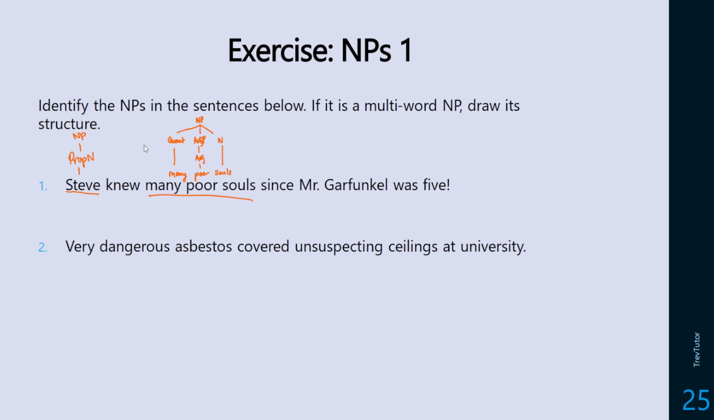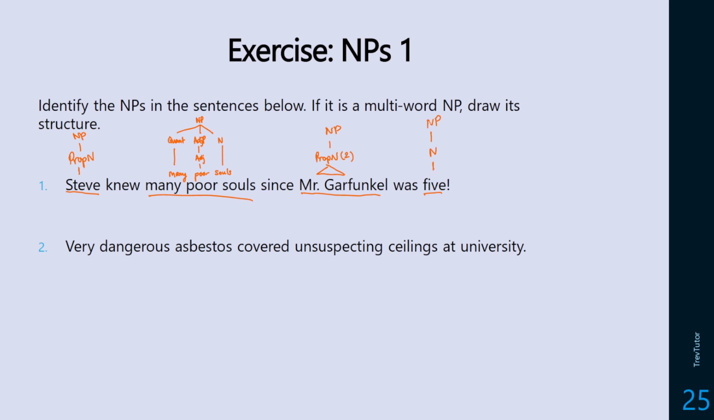Since Mr. Garfunkel was 5. So Mr. Garfunkel is going to be another noun phrase. This time we have 2 words here. This is going to be a prop N for 2. This will also build into a noun phrase. And then 5, what is this? This is not a cardinal numeral. This here is a noun in this case, so we need a noun phrase. It's describing the actual number. It's not describing how many of something there are.